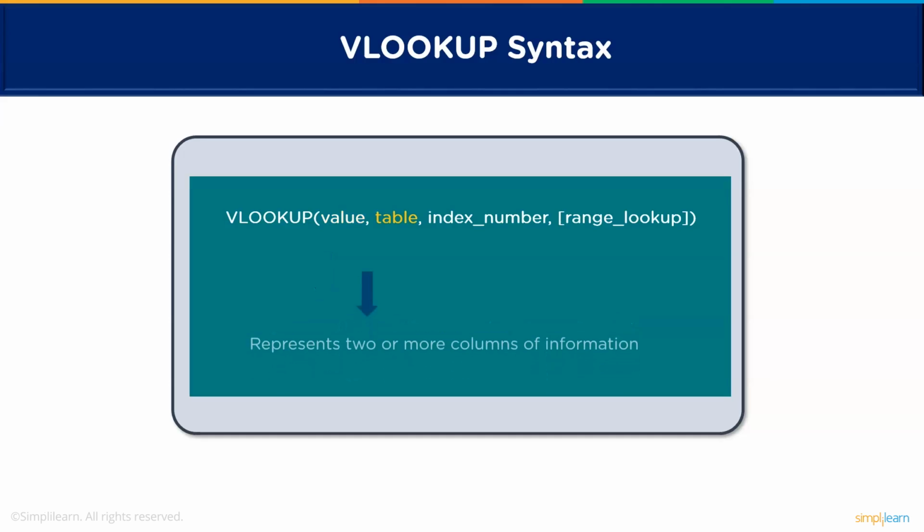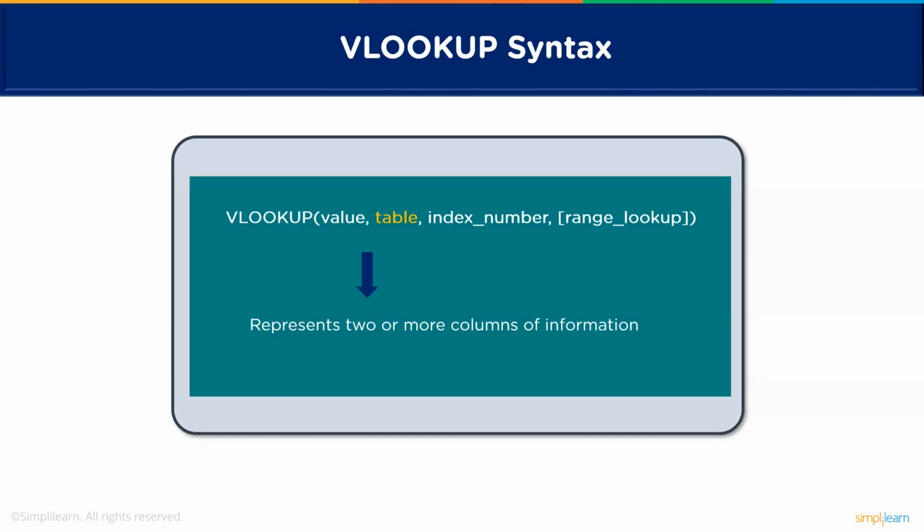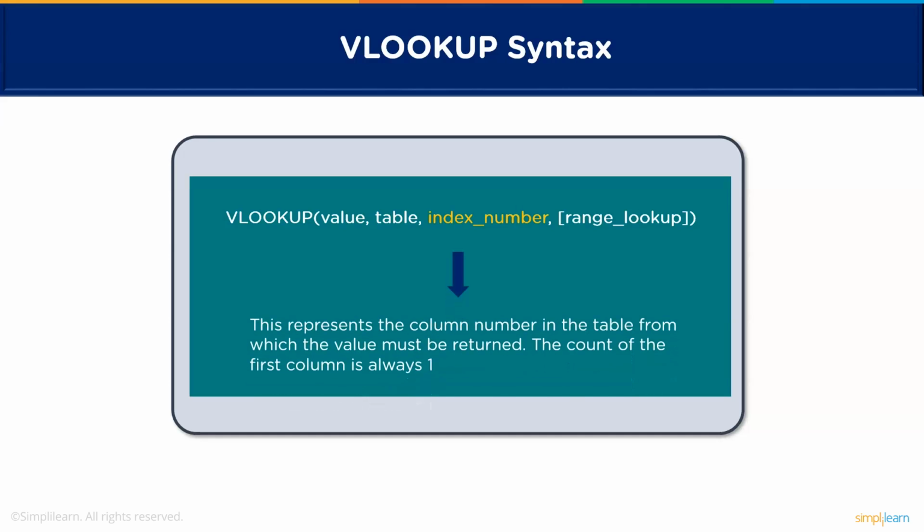Next is the table array. The table array represents 2 or more columns of information. The third argument is called the column index number. Now this represents the column number in the table from which the value must be returned. The first column is 1, the second column is 2 and so on.